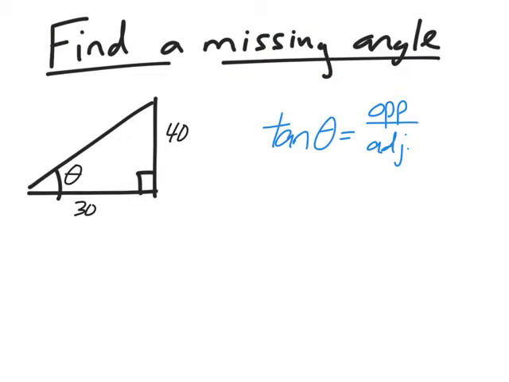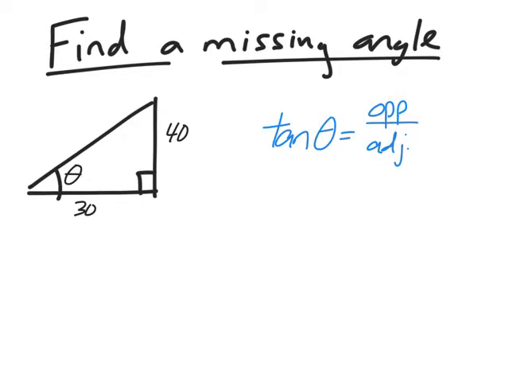Another common thing you'll solve for using SOHCAHTOA is to find a missing angle. In this case, we don't know the angle, but we do know the opposite side is 40 and the adjacent side is 30. Since I know both the opposite and the adjacent, and I'm looking for an angle, I'll use the tangent function here. So I'll start filling this in.